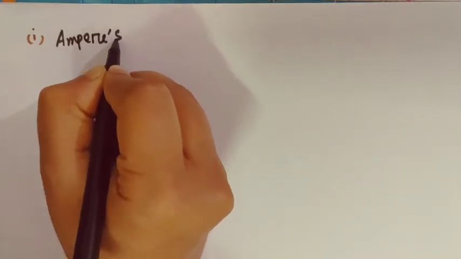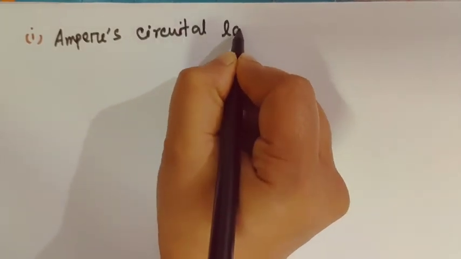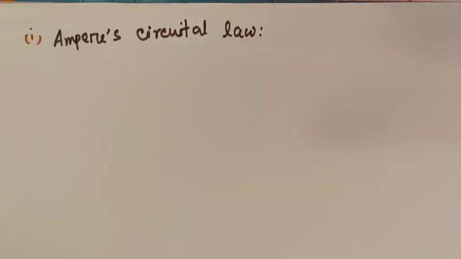Ampere's circuital law. Ampere's circuital law. What is Ampere's circuital law? An alternative form of Biot-Savart law, which provides a quantitative relationship between the current and the magnetic field. I repeat, an alternative form of Biot-Savart law which provides a quantitative relationship between the current and the magnetic field is the Ampere's circuital law.